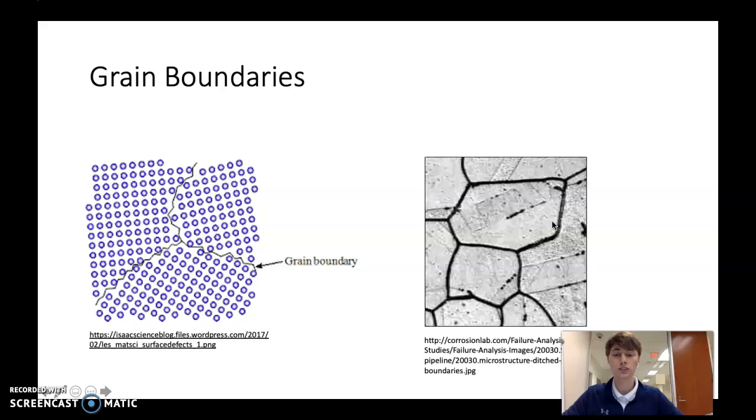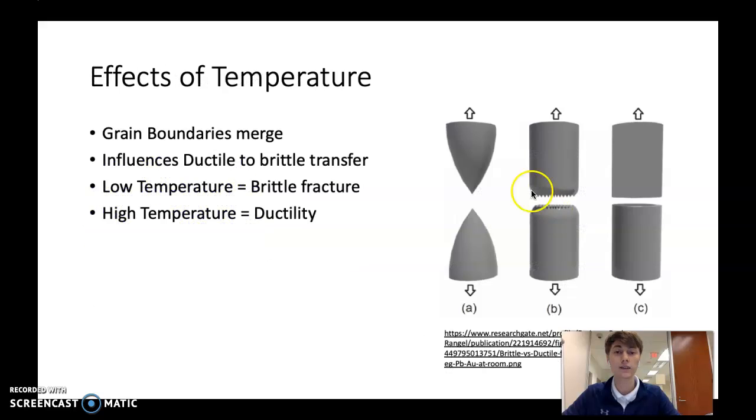Inside of a material's atomic structure are things known as grain boundaries. When a tensile load is applied, the more grain boundaries present, the harder it is for the planes to shear, making the material stronger. Temperature affects grain boundaries in that when heat is applied, it causes the grain boundaries to merge together, making the material more ductile. The opposite is true when temperature is lower, and the grain boundaries become stiff, making the material stronger, but also brittle at the same time.